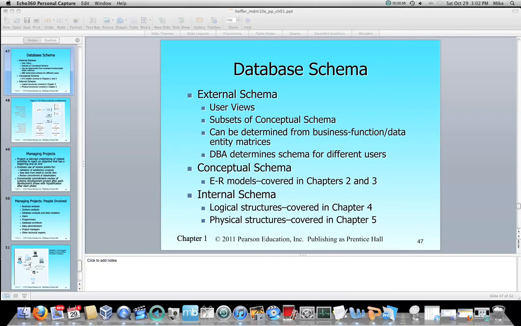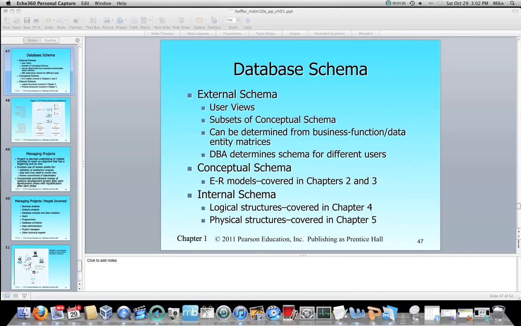So we've got external schemas. All right, so what is the external schema? The external schema are things that are external to the database management system itself. All right, so for instance, user views. So what do I mean by a user view? What is a user able to see?